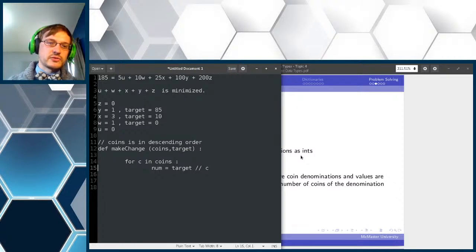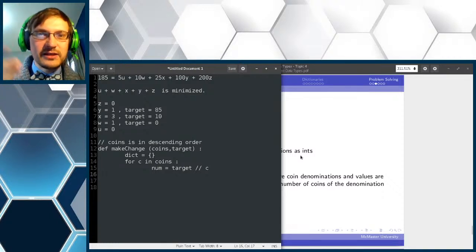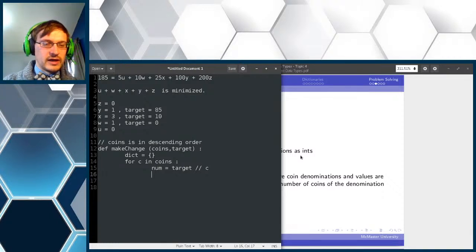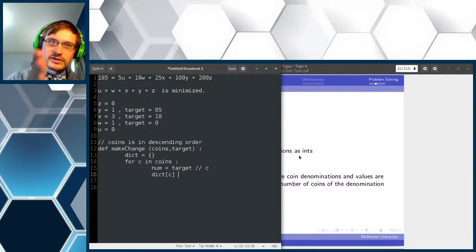We want to save that into a dictionary, so let's initialize one. Dictionary is equal to an empty dictionary. We can add the values as we generate them. So dictionary at C, because we want to relate coin denominations to the numbers, is equal to num. That stores how many coins fit inside the target value.